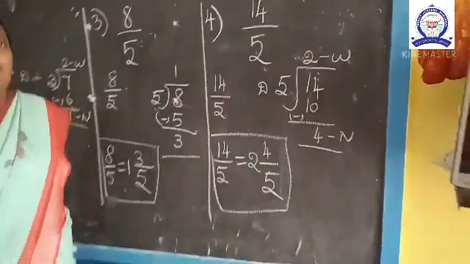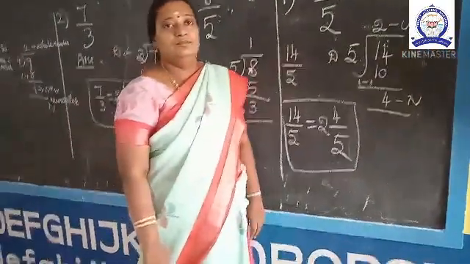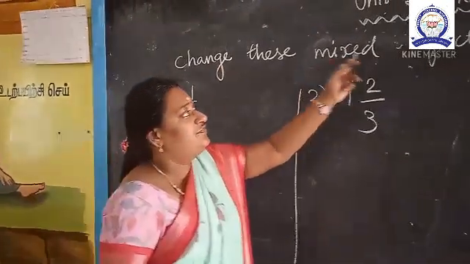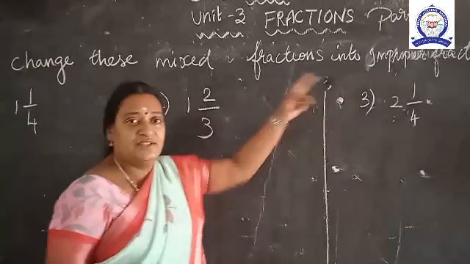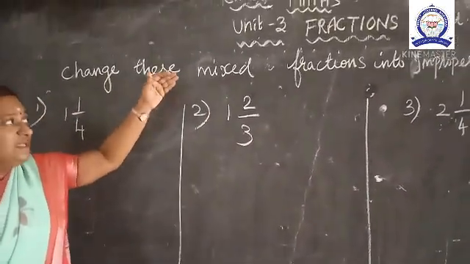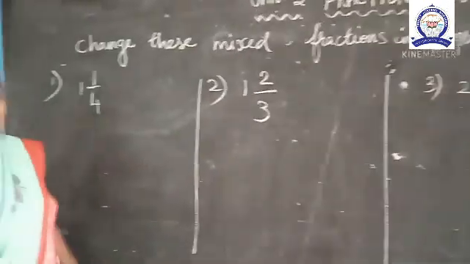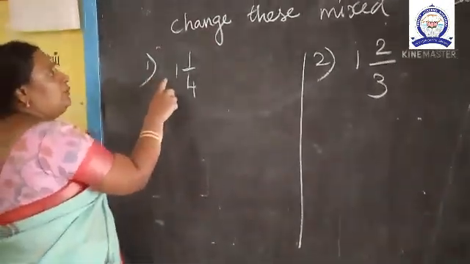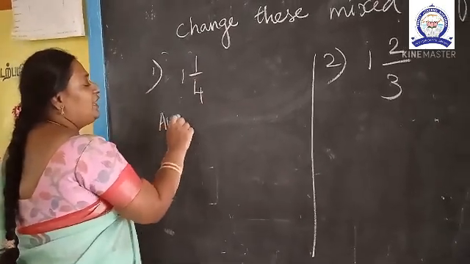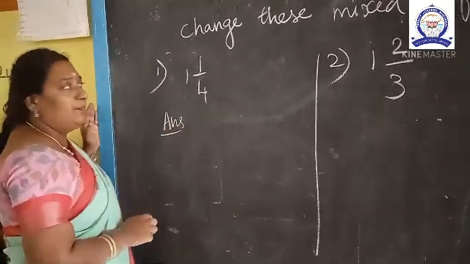Okay children, let us see another sum. Next we see change these mixed fractions into improper fraction. போன தடவை improper fraction கொடுத்து mixed fraction கேட்டாங்க. இப்போ mixed fraction கொடுத்து improper fraction convert பண்ணனும். So first question, 1 1 by 4. This is a mixed fraction. So how will you convert this mixed fraction into improper fraction?